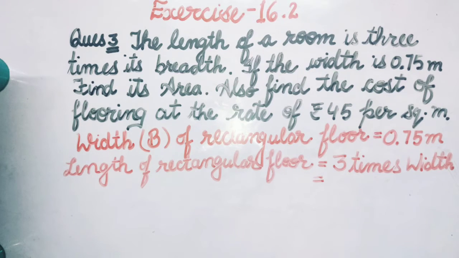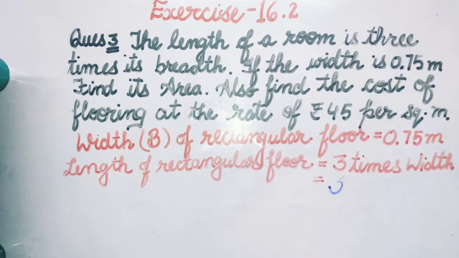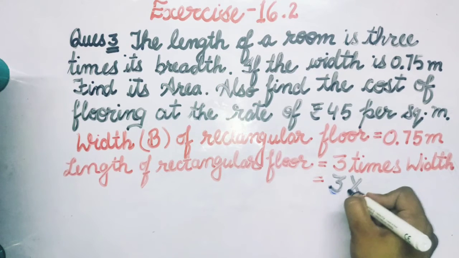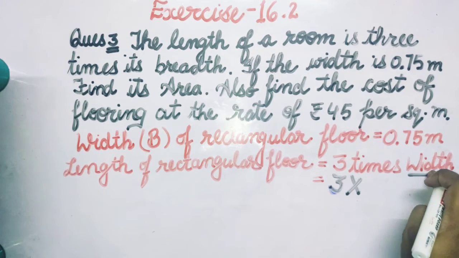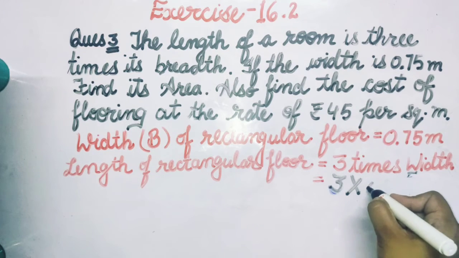So what do you mean by times here? Times means multiply. When we are talking about times in maths, it means, students, multiply. So 3 multiplied by the width. What is the width value that is given in the question? Width is given in the question as 0.75 meter. So we will put the value.